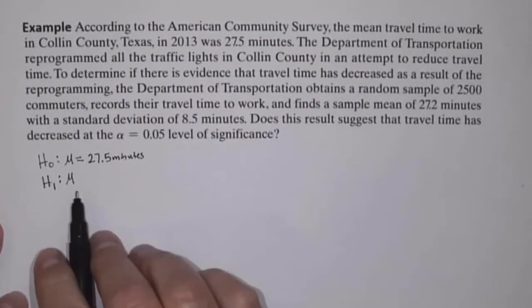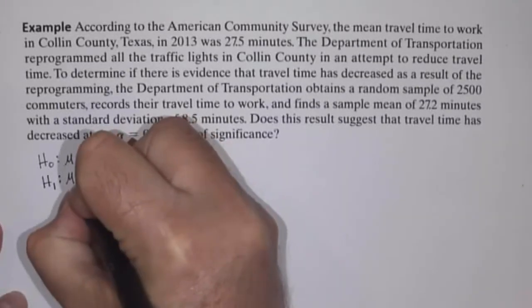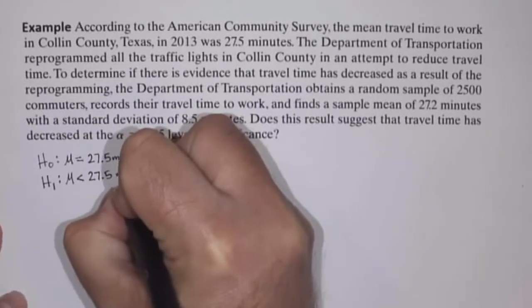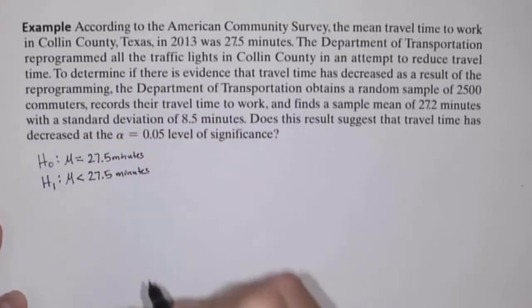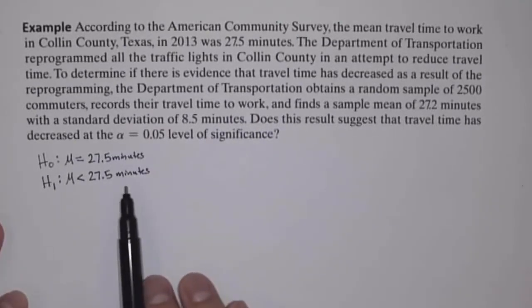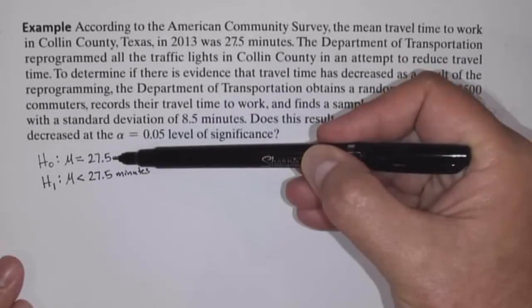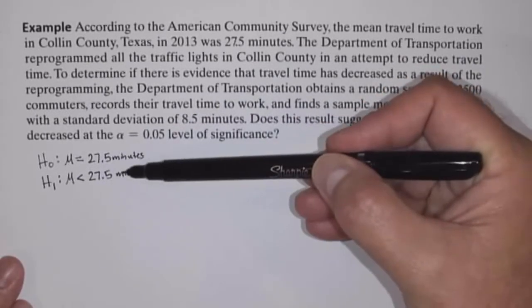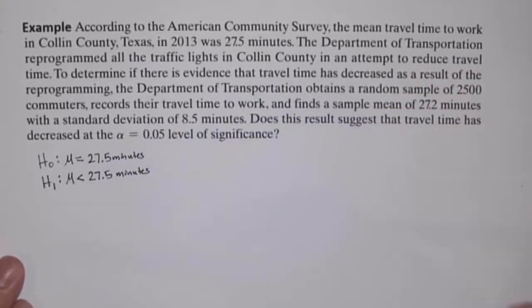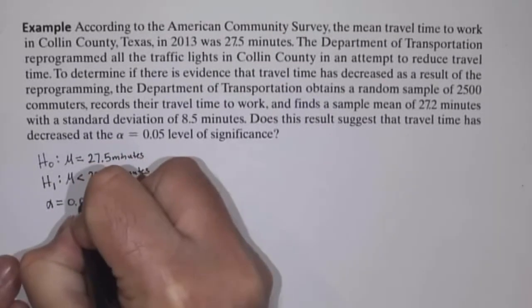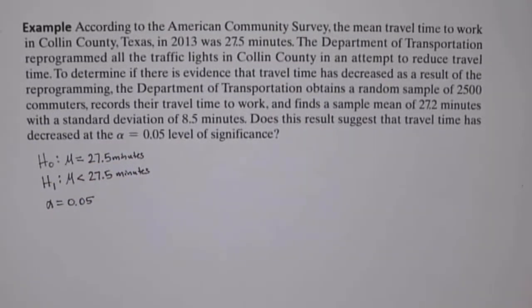And the Department of Transportation is hoping that the time has now decreased. So we want the alternative hypothesis to be less than 27.5 minutes. So this is going to be a left-tailed test. So again, we're comparing, is the time still 27.5 minutes after they reprogrammed the lights, or is it now less than 27.5 minutes after they reprogrammed the lights? And we were told to use alpha equals 0.05 level of significance.